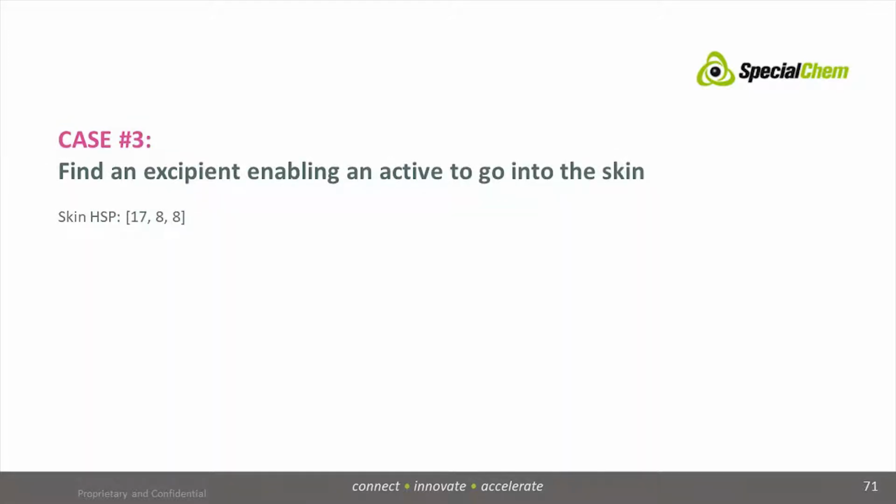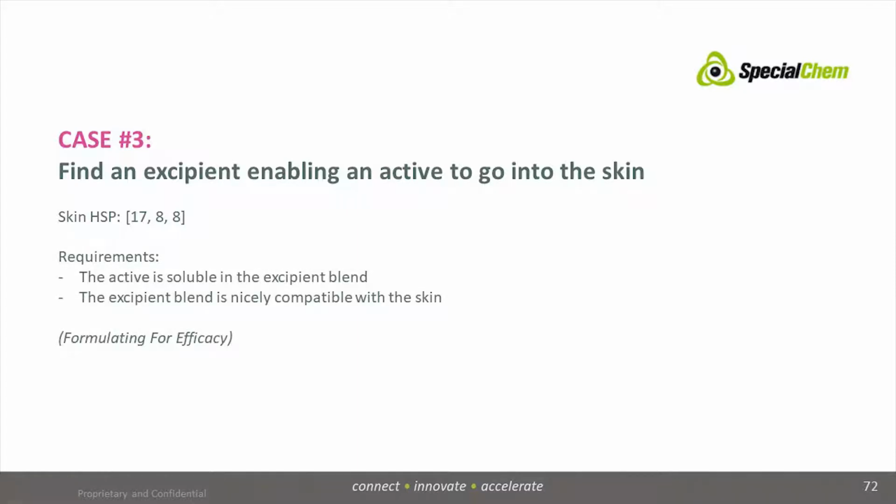And what about cosmetics? Some of you know that for years I have said that skin has an HSP value of around 17, 8, 8. So if you want an active to go into the skin, you need to formulate so that, first, the active is soluble in the excipient blend, and second, that blend is nicely compatible with the skin to encourage the active to enter. Those who are serious formulators, especially from pharma, use HSP for such optimization via a package I co-wrote called Formulating for Efficacy. This is now used around the world by serious formulators who find the approach works very well. Even without investing in a standalone formulation package, you can still do a lot to guide your formulations rationally via HSP.